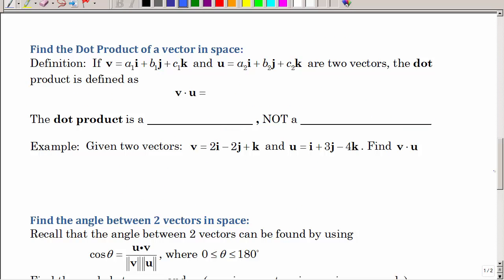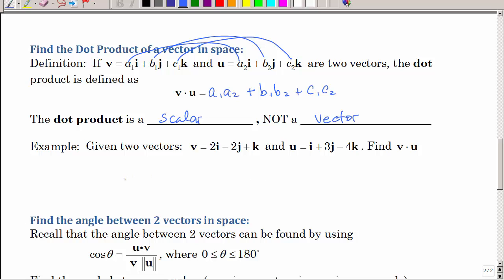It was very easy. Remember, the dot product, we're just multiplying the i components and then adding it to the product of the j components, and now we have a k component that we're just going to add on. Recall the dot product is a scalar and not a vector. So you're going to just end up with a number.